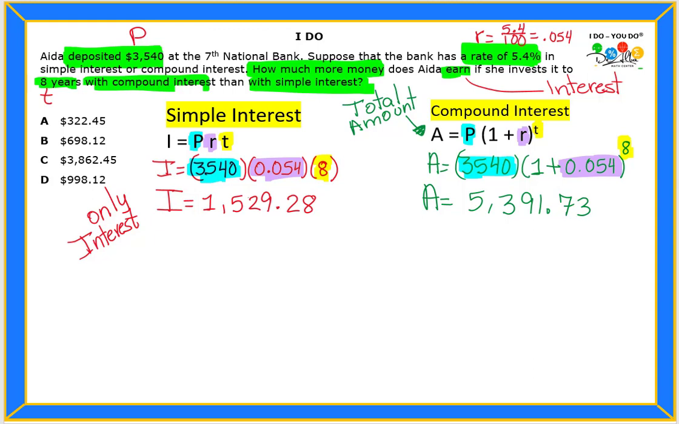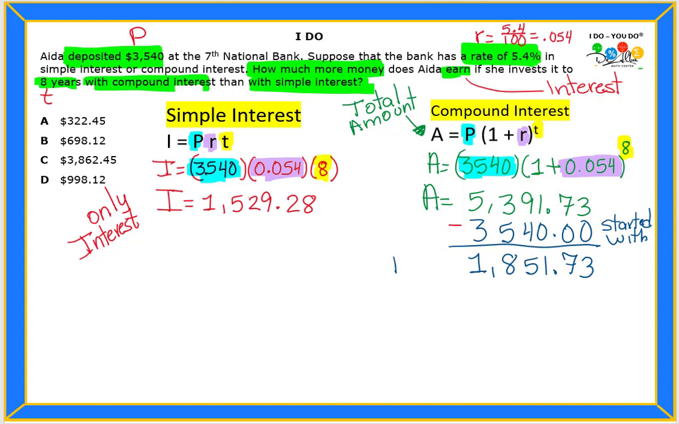So if I want to know how much interest she actually earned, I will need to take away or subtract the money that she started with. And the money that she started with is $3,540. Okay? Because this is how much she started with. That's her principal. Okay? So if you subtract those numbers, okay, now this is going to be my interest, $1,851.73. Now, this is the interest that she earned.